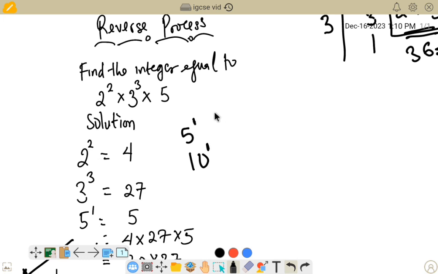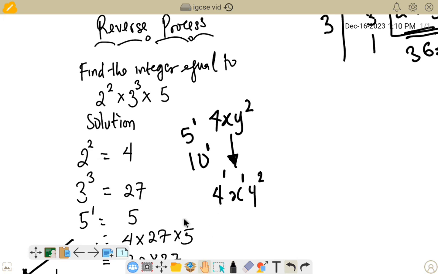If you see something like 4xy squared, it means 4 is to the power 1, x is to the power 1, then y is to the power 2. Okay, so that's the meaning. So when you see a number just standing on its own like that, that's an imaginary power of 1. Okay, so we'll move on to the next part.